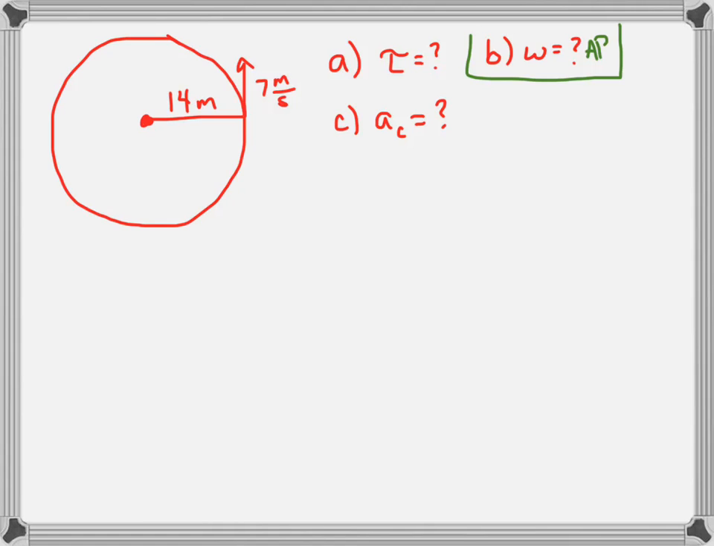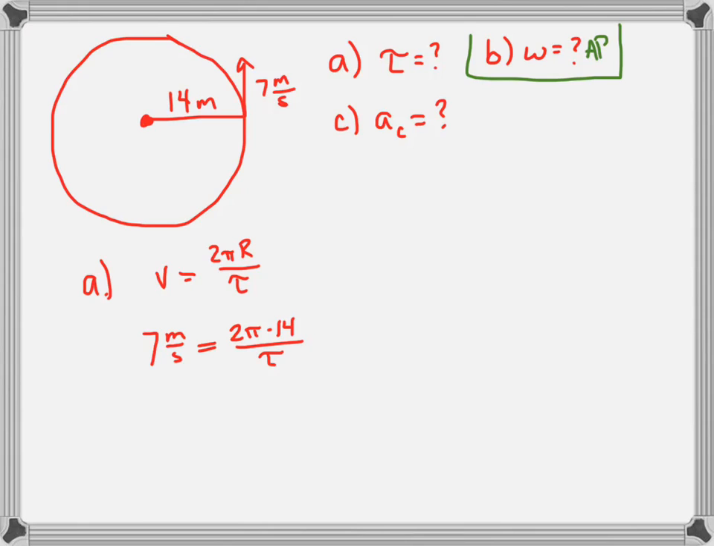All right, so part A. I'm not given any sort of time, but I am given a linear velocity, and I know that linear velocity is equal to 2 pi r divided by tau. I don't know tau, but I do know that the velocity is 7 meters per second, so I can fill in 7 meters per second there, equals 2 pi times 14 divided by tau.